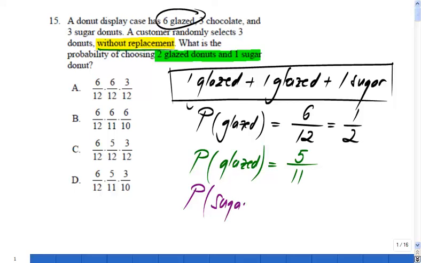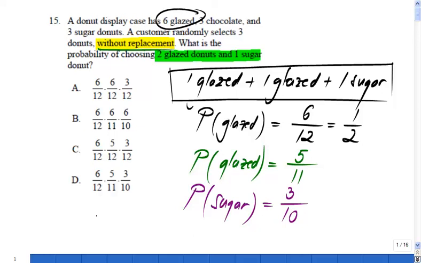Last one, sugar donut, right? My third expected outcome, expected event, favorable outcome if you want, will be to get sugar. How many sugar do I have? Well, because the first one and the second one supposedly were glazed, I still have 3 sugar donuts inside. Out of how many donuts total now? Well, out of 10, right? Because I already took the 2 glazed ones, which were not replaced.